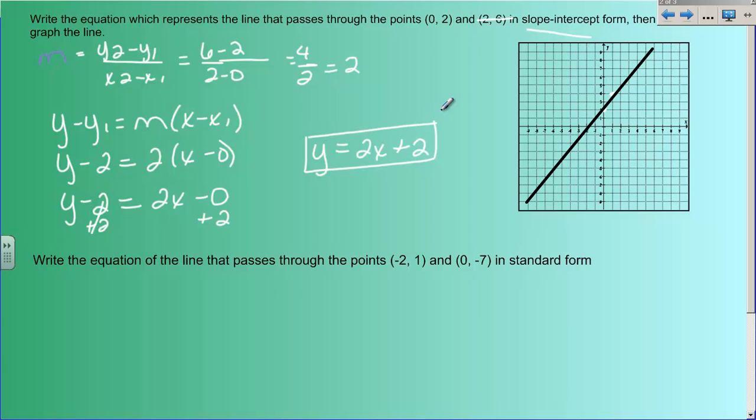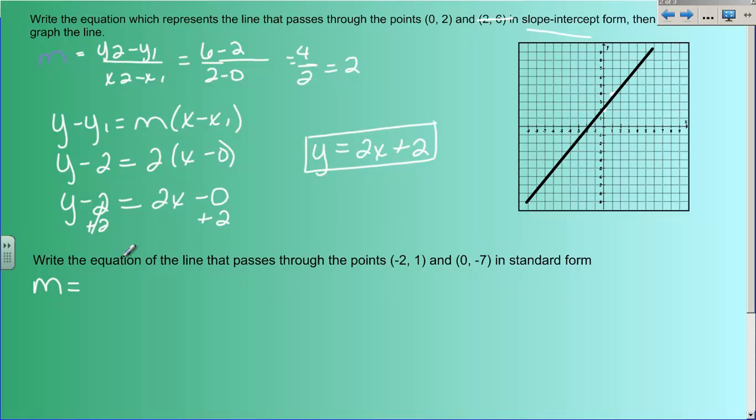So let's do another example. This one says write an equation that passes through those 2 points, and this time it's asked for in standard form. So we're going to have to get the x and y together on the same side, but I'm going to start the same way. First thing I have to do is find out what the slope is. So I have to subtract my y's and subtract my x's.